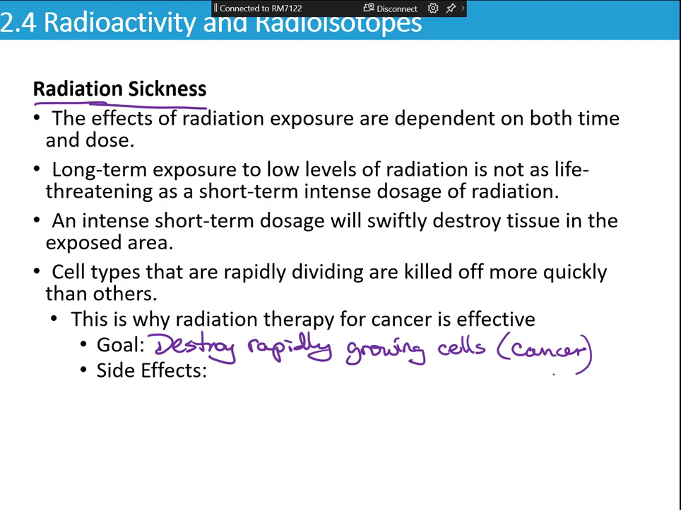So the goal is to destroy rapidly growing cells. But there are naturally rapidly growing cells in your body that are not cancerous. So can you think of any cells in your body that grow quickly, that are constantly regenerating? Skin cells. So, side effects.